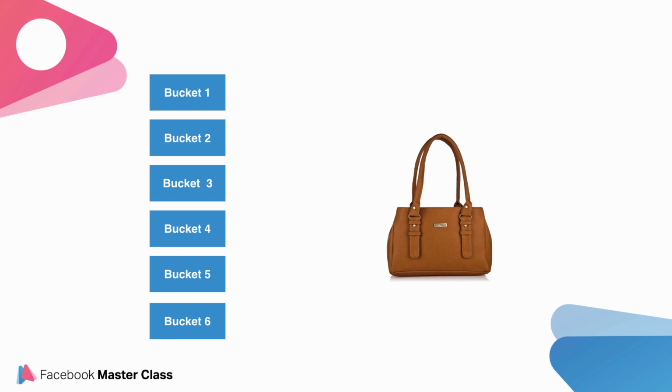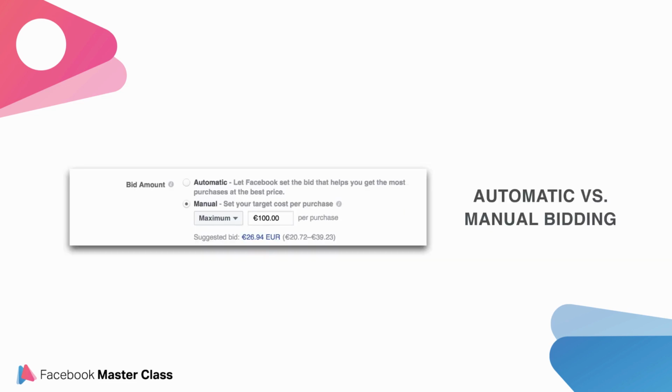And then we have audience number 3, bucket number 3, somewhat likely to purchase. Still good, but not as good as audience 2, and audience or bucket 2 is not as good as bucket number 1. So the big question is, how do you actually reach the audience inside bucket number 1 at the lowest possible price?